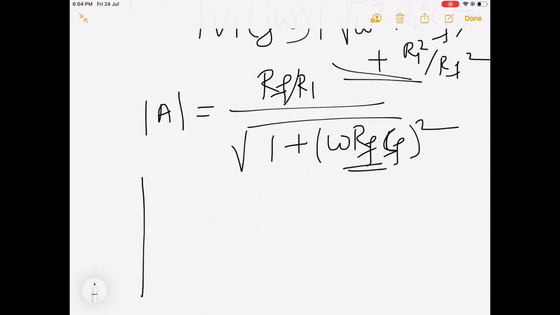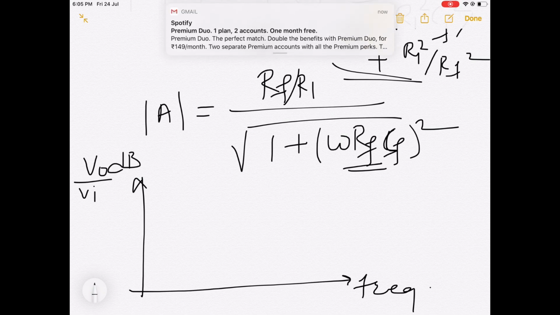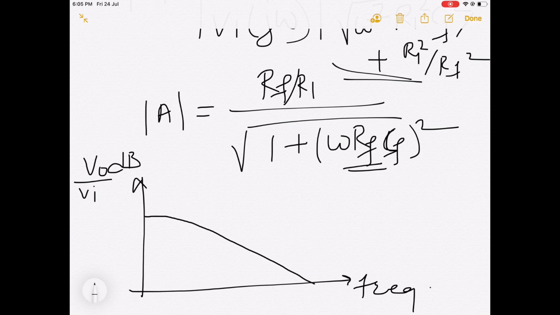So I am drawing this frequency response. So this is frequency in log scale. Okay, and this is your VO by Vi, gain in dB, on the y axis. Okay. So this is the response you will get. This is your FB, then the ideal integrator response is like this.